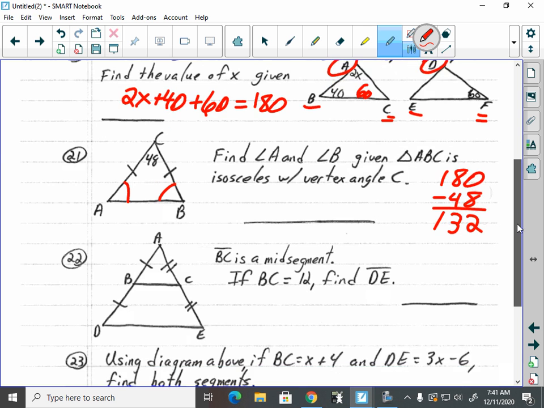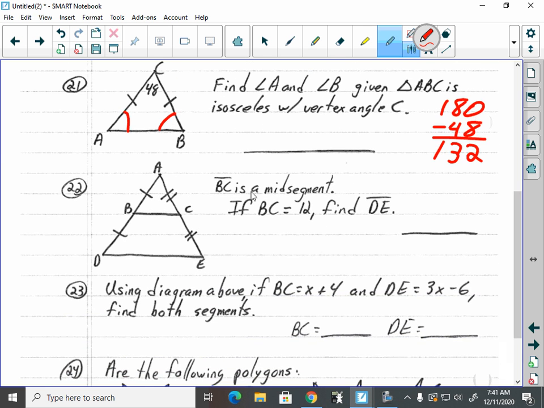Next, it's not 132. Ooh, mid-segment, half thing. BC is a mid-segment. If BC is 12, find this puppy down here. It's twice as big.